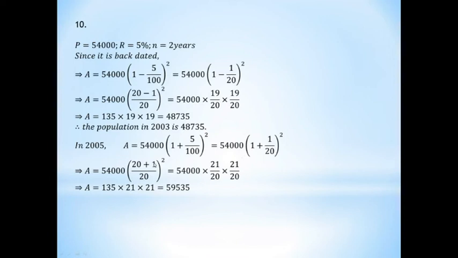Then taking 20 as an LCM here, 20 plus 1 will be there at the numerator, and the power will be 2. So as we calculated here, 59,535 people will be there in the next 2 years.